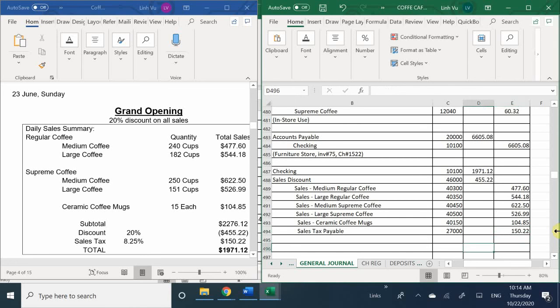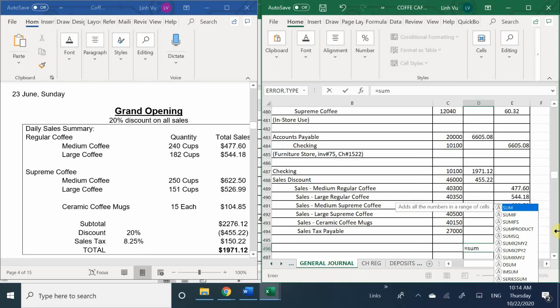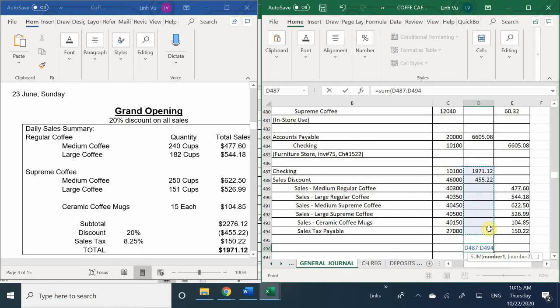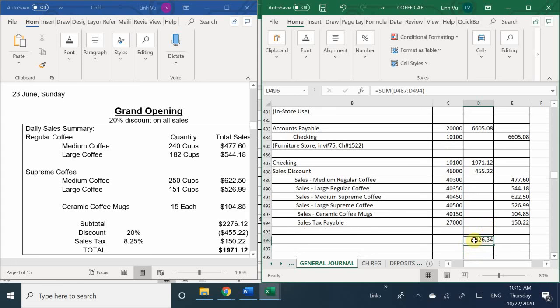All right. I'm going to double check if I typed these in correctly. So equals sum. All right, so I got a total of 24,26,34. Hooray. I do this because I could have typed in an error anywhere. It's also one of the things that you should do: make sure that your debits equal your credits.